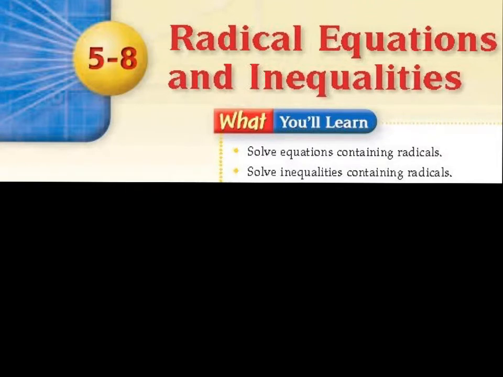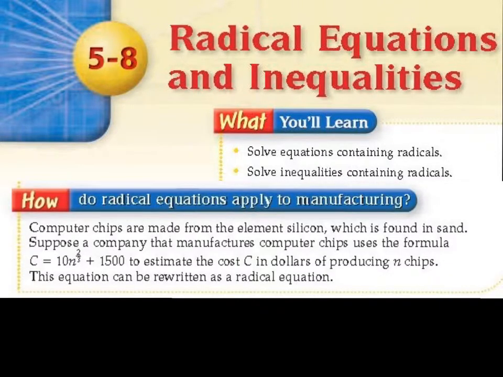In this lesson, you'll learn to solve equations containing radicals and solve inequalities containing radicals. How do radical equations apply to manufacturing? Computer chips are made from the element silicon, which is found in sand. Suppose a company that manufactures computer chips uses the formula C equals 10 n to the 2/3 plus 1500 to estimate the cost C in dollars of producing n chips.